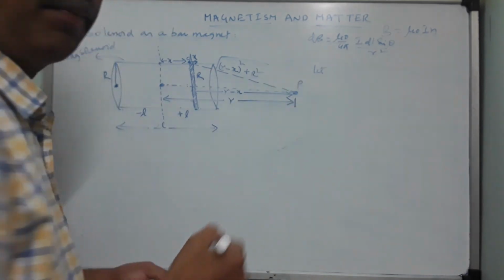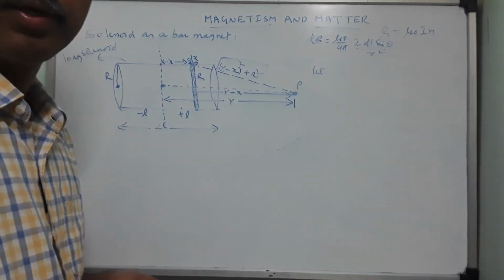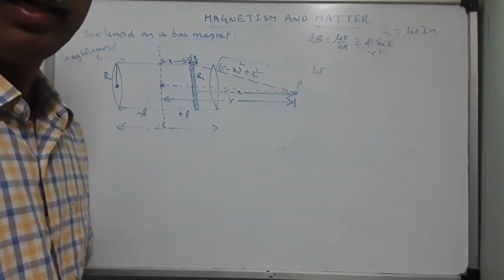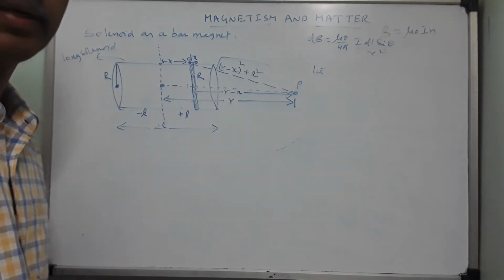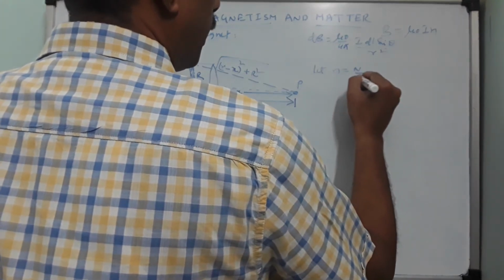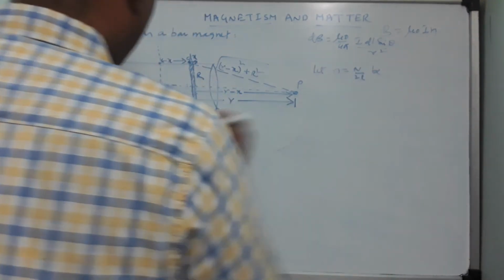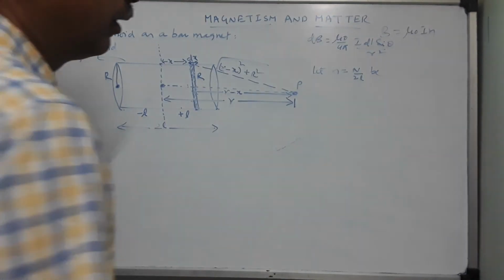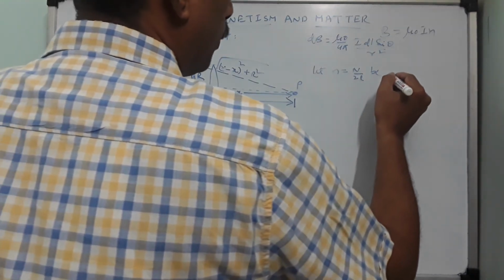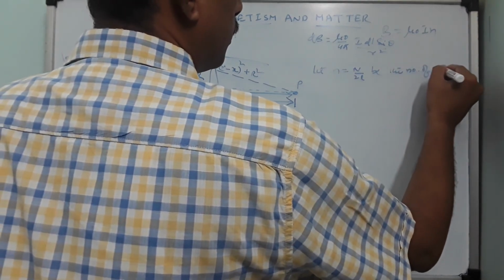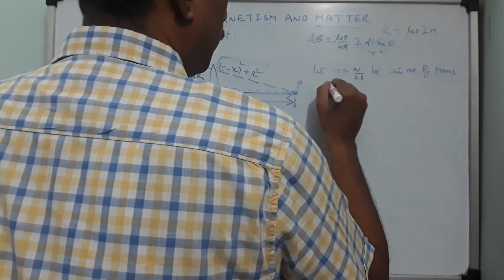So a long solenoid means it will have a very large number of turns. It's very difficult to count the number of turns from one end to the other end. That's why we have the concept of number of turns per unit length. Let n equal N by 2l, because the total length is 2l, which we have taken for our convenience. Otherwise you can also take l. Okay, let n equal N by 2l be the number of turns per unit length.